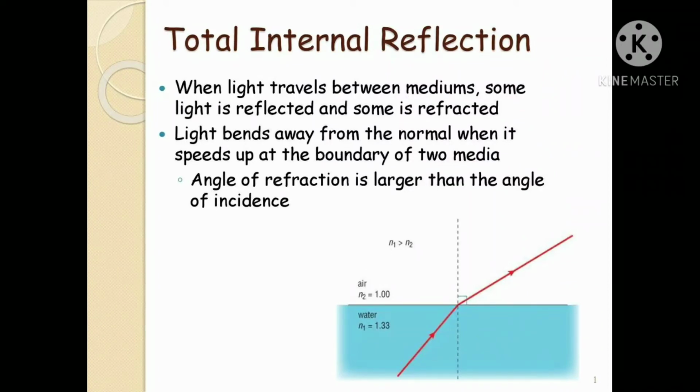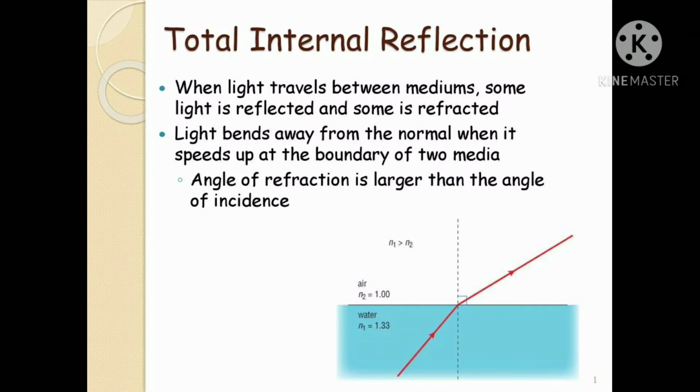To understand total internal reflection, we are creating one situation. We are taking two different media: one is water and the other one is air. A ray of light is allowed to pass from water to air. Why are we taking water first and not air? Because we know that total internal reflection takes place from higher density to lower density, and water has higher density than air.